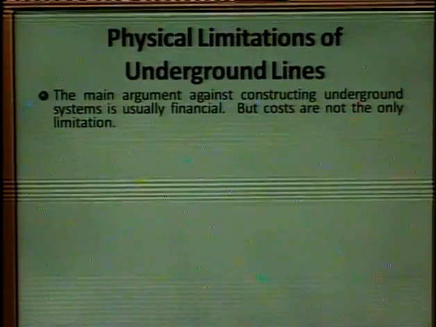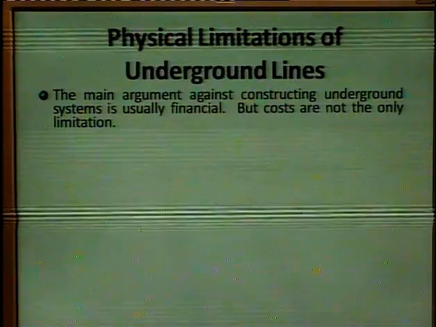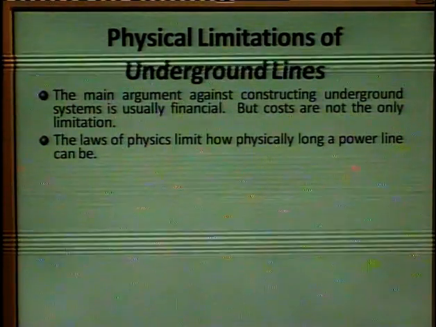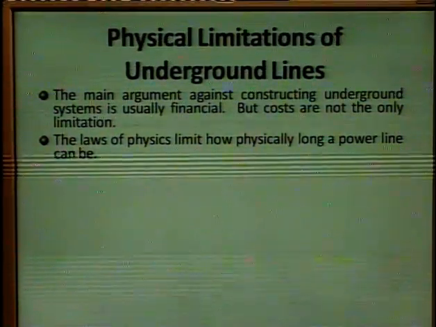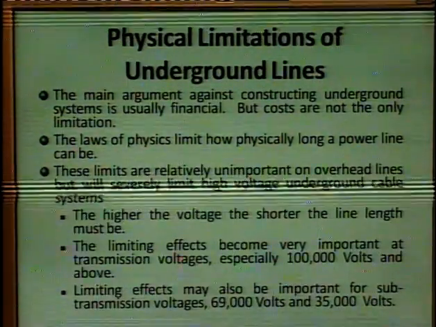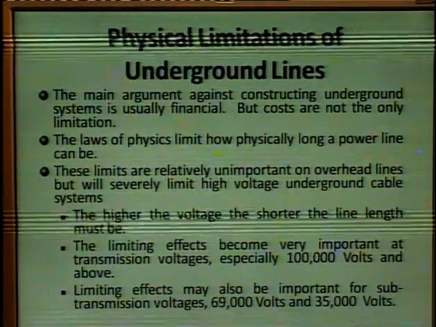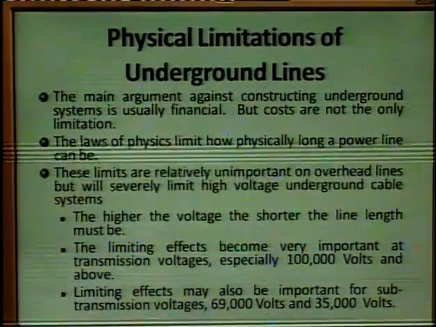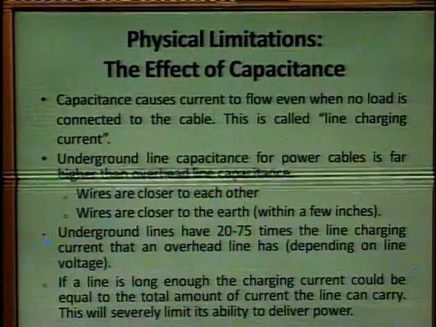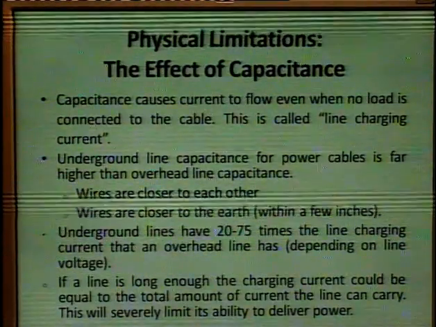And the physical limitations of the underground cables. The first is the costs, then the laws of physics, how physically long a power line can be. The higher the voltage, the shorter the line length, and the limiting effects are very important. Then we have the physical limitations, the effect of capacitance.